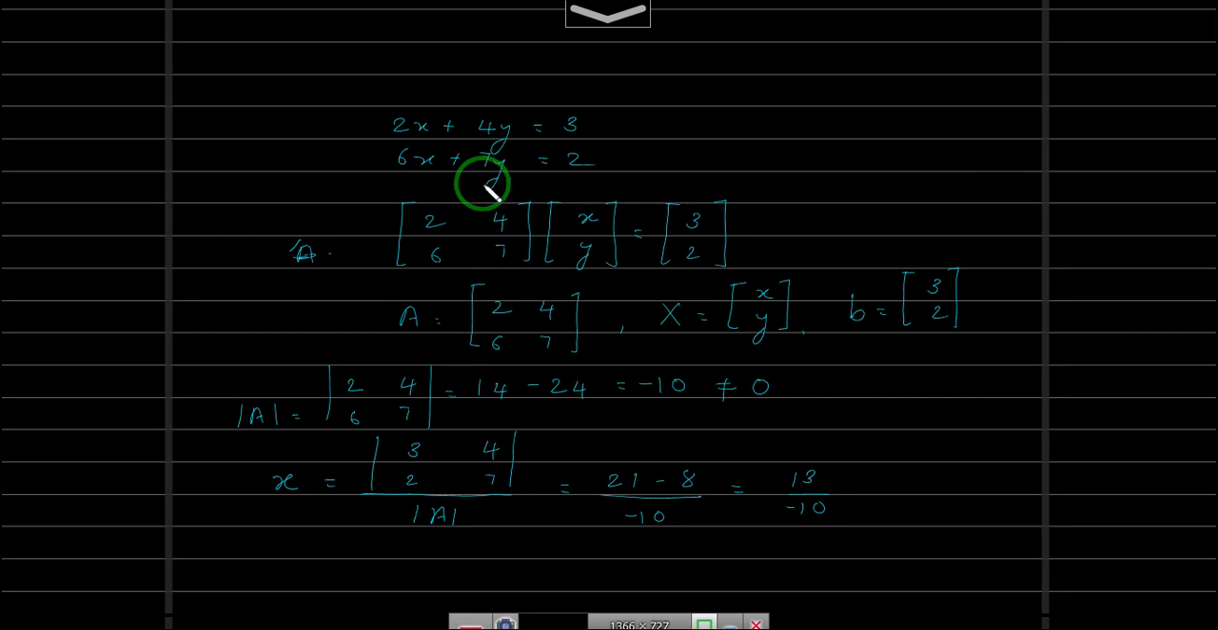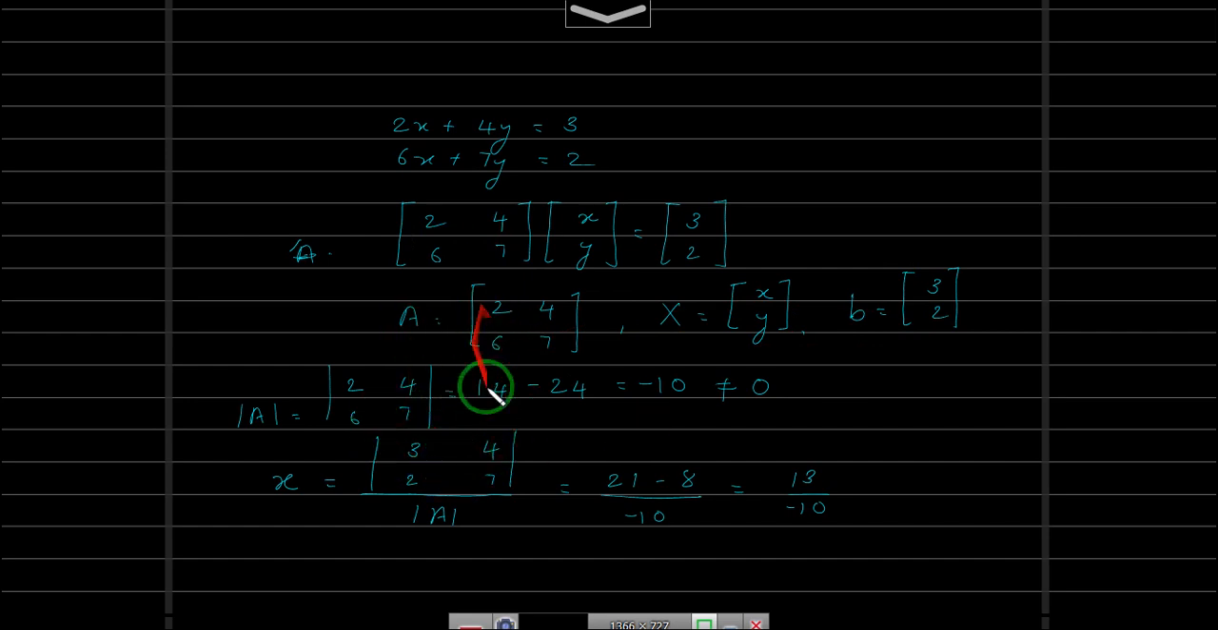Okay, the same rule can be applied for any system of n equations in n unknowns. For example, if you take 3 equations in 3 unknowns, you will get A as a 3 by 3 matrix, X as a column vector x, y, z, and B as a column vector, say c1, c2, c3. Now to get the value of x, the first variable, we will replace the first column by the B column vector, and divide by the determinant of A.